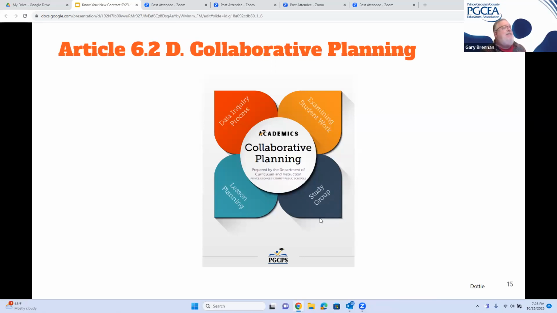And again, it basically says that collaborative planning should be doing one of these 4 things. It should be either looking at data specific to your students or your school's data. It should be examining student work, talking about, for example, if you had a benchmark, what are some of the things that you might want to look at. Or doing some kind of study group on an issue of concern of the educators, or planning together, lesson planning, et cetera. It should, again, not just be an administrative meeting.